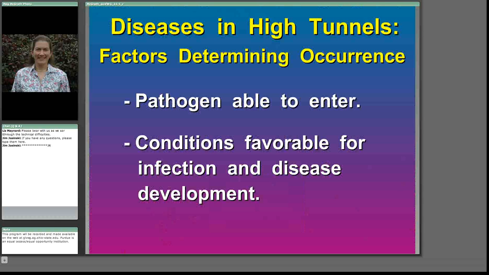In order for disease to occur, you've got to have the disease triangle occurring. So you've got to have the susceptible crop, and I'm going to assume that we're all talking about a crop being present.